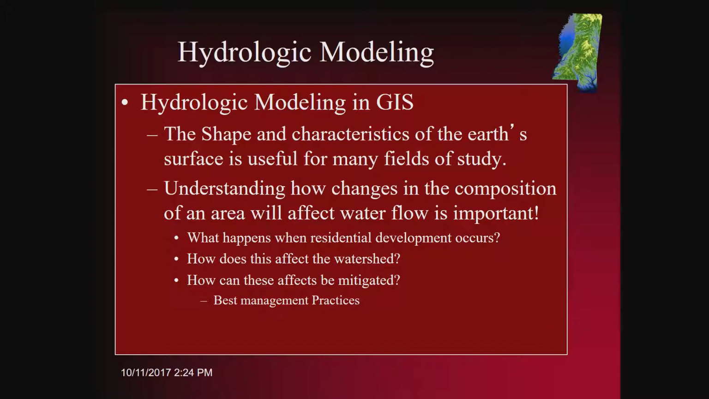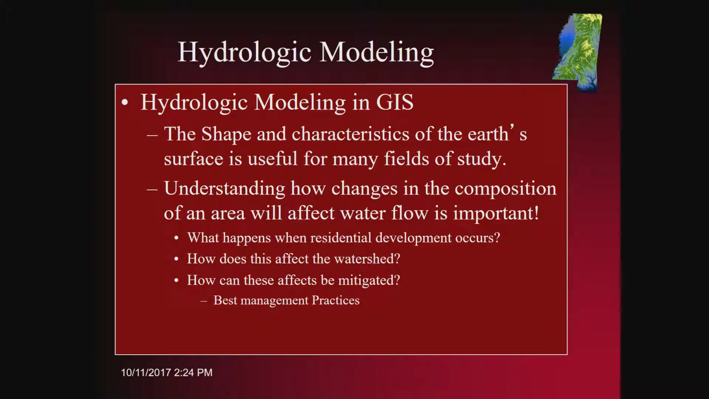The actual surface of the earth is pretty complicated. There are different soil types, vegetation types, and land cover types. Sometimes the water soaks in a little bit, sometimes a little bit less. Still, one of the primary inputs to hydrological modeling is the shape of the earth, and how the shape of the earth and the other parameters affect water flow.